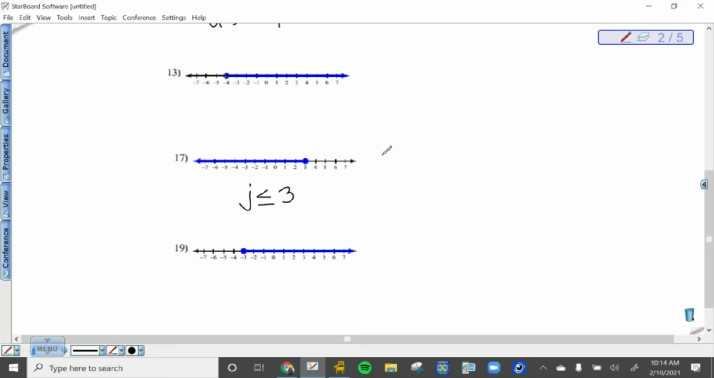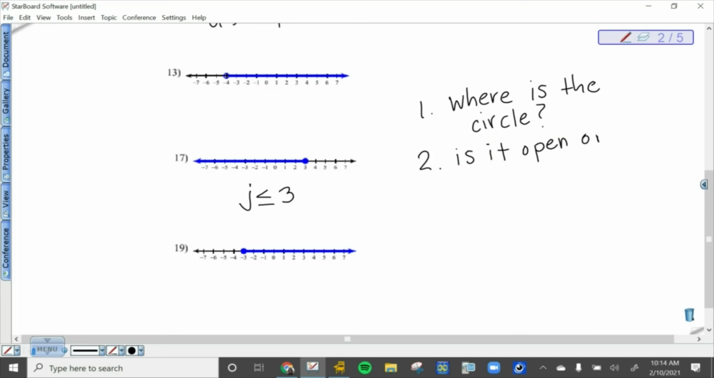So when we're going from number line to inequality, look at where the circle or the endpoint is. Is it open or closed? And last, which direction is the arrow going? That'll give you all the information you need to write the inequality.